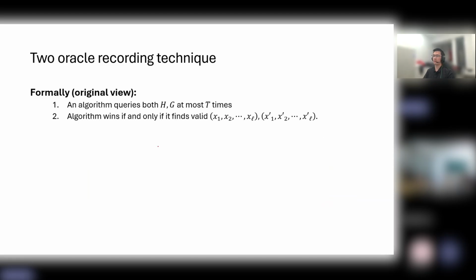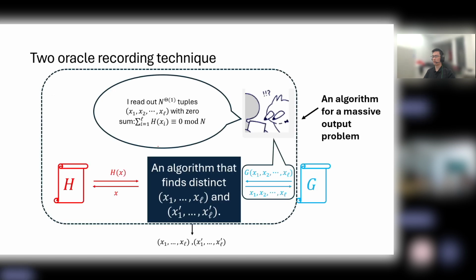Formally, the reduction says that you have an algorithm that queries both H and G at most t times. Before you start with the formal thing, I had a small question: is there some intuition for why taking the sum of the hash under H to be 0 is the right object to consider?